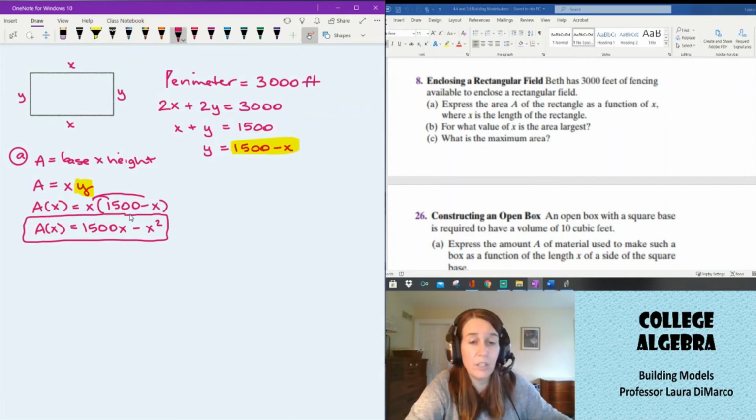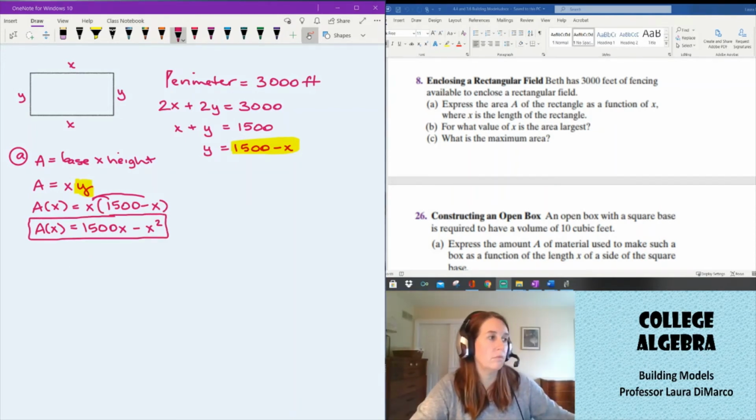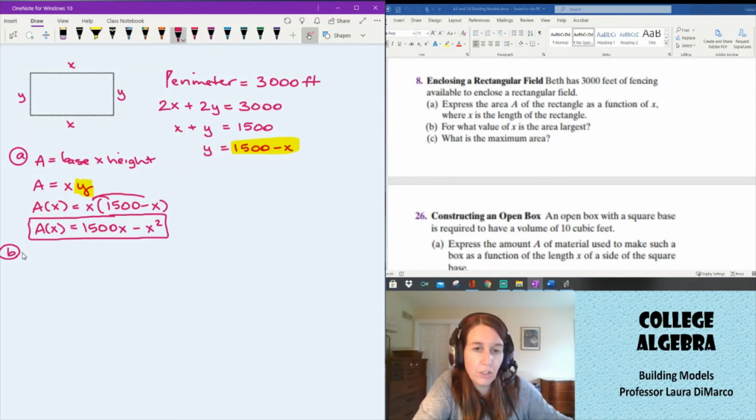I'm going to highlight that equation because we're going to use it in a little bit. For part B, we are looking for what value of x the area is the largest. So in other words, the maximum. If you look at the equation for area, hopefully you can tell that it's going to be a quadratic, right? It has an x, it has an x squared. Therefore, we are looking for the maximum, and the maximum is going to be the vertex, since this is a parabola.